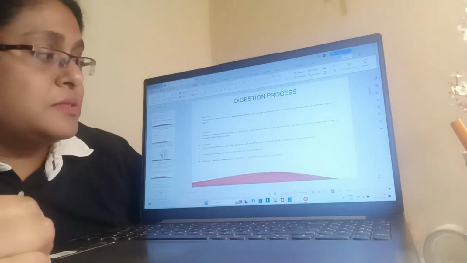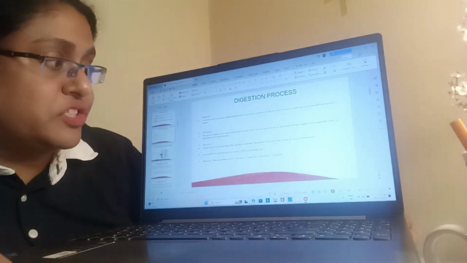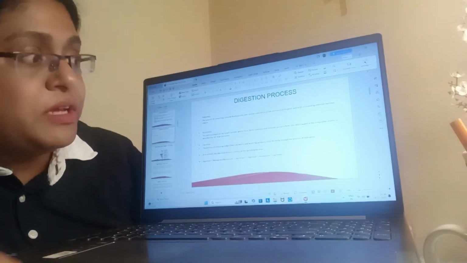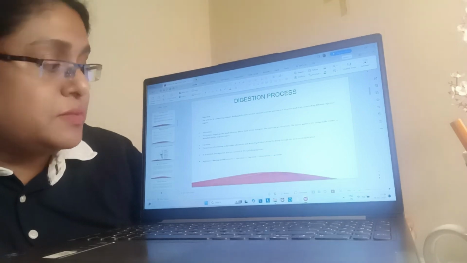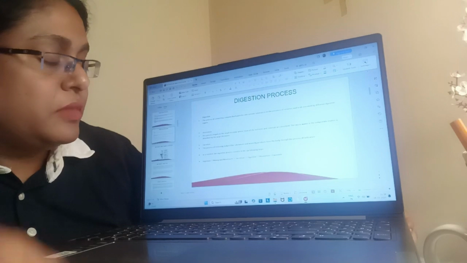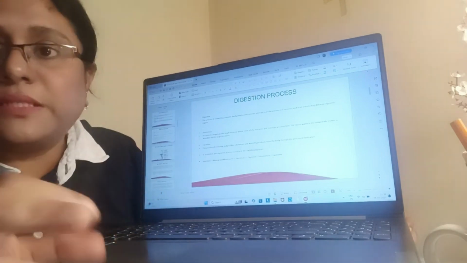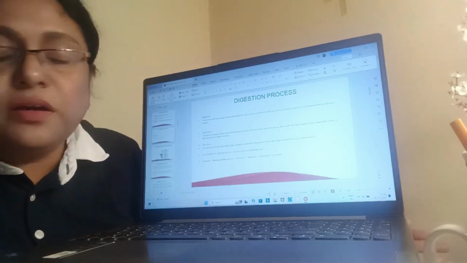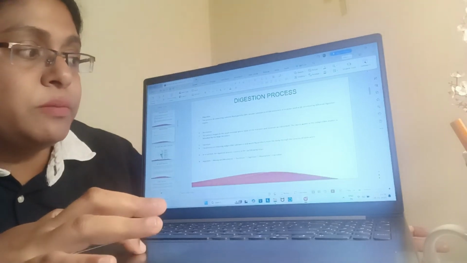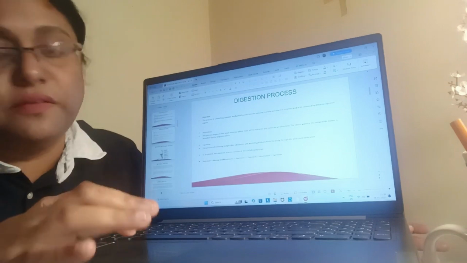The next process is absorption. Absorption begins in the small intestine, and mainly the nutrients and the minerals are absorbed here. The excess water in these particles is mainly passed to the large intestine. The next process is excretion. It is the process of removing indigestible substances or the waste products after digestion from the body through the process of defecation. So here the rectum is involved.